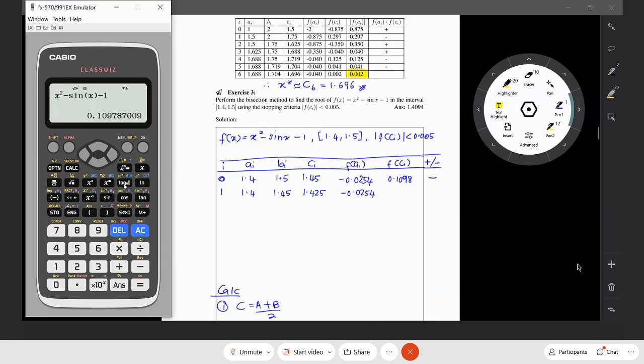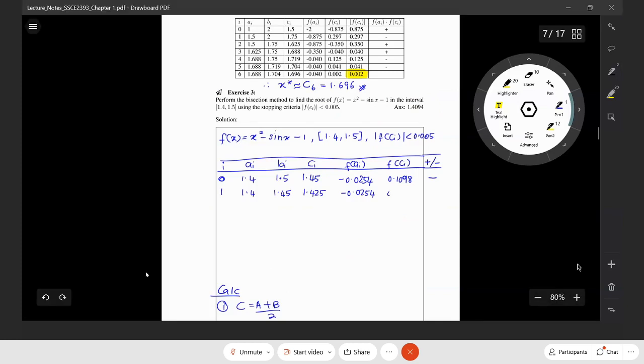So go back to the equation, this equation, but change your X. Your X now is 1.425. So it should be 0.0412, and check for the stopping condition. The absolute of FC is still way greater than 0.005. So we need to proceed with the iteration. To decide which one needs to be changed, we look at the sign of FA times FC. Again, we have a negative value here, meaning that B needs to be changed. A remains.